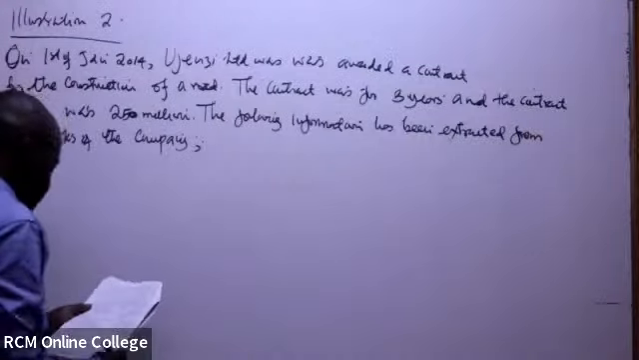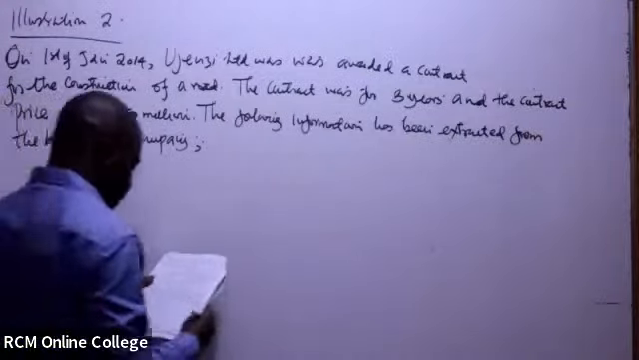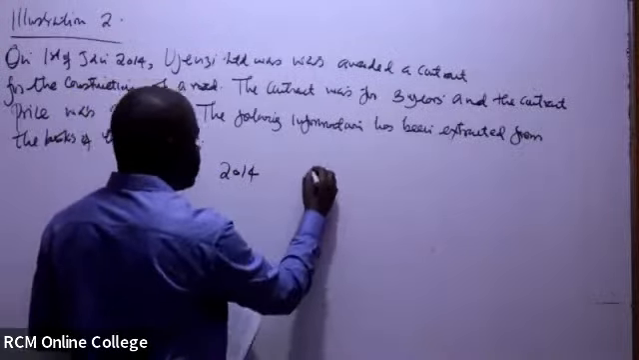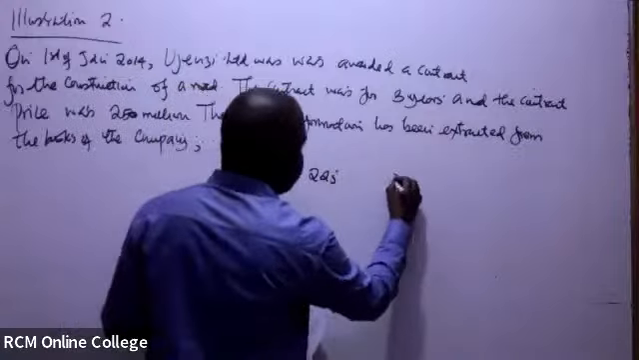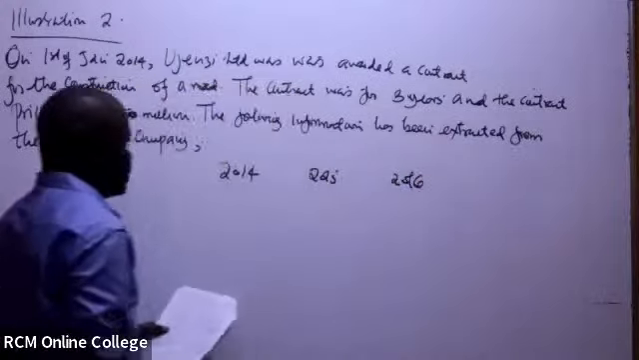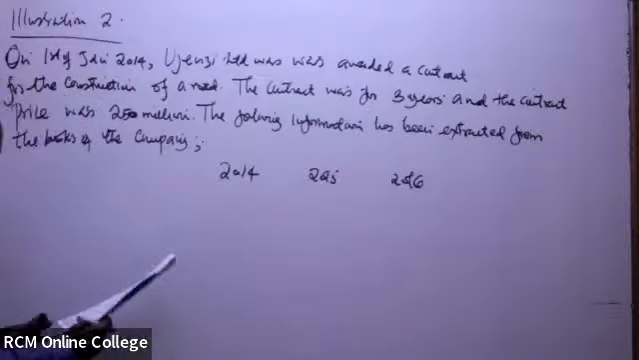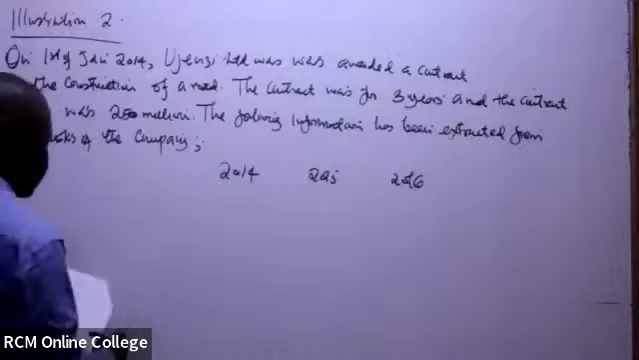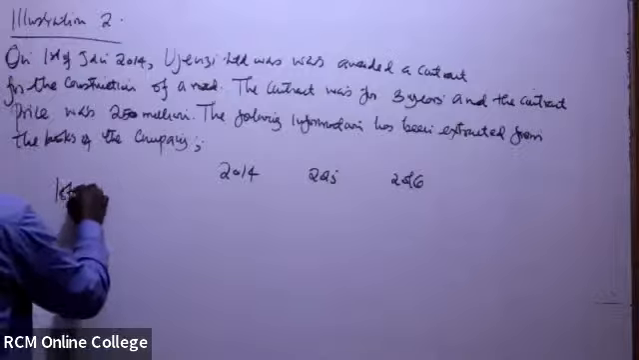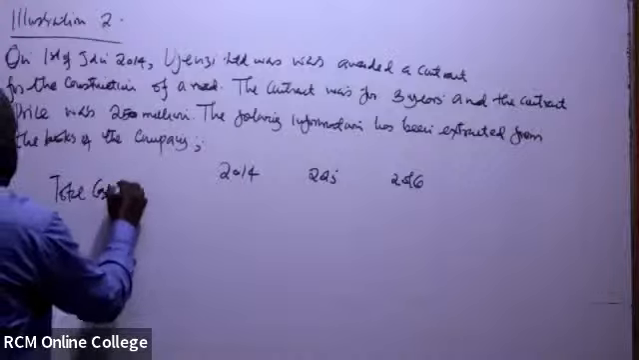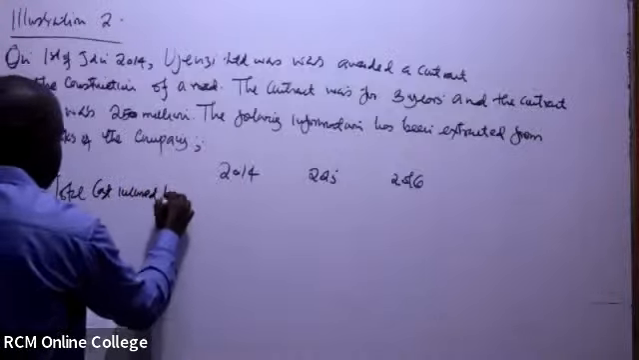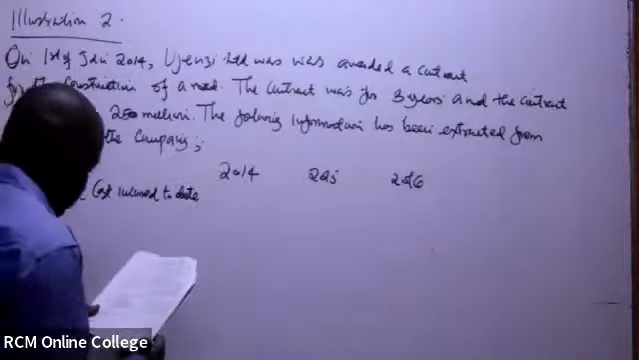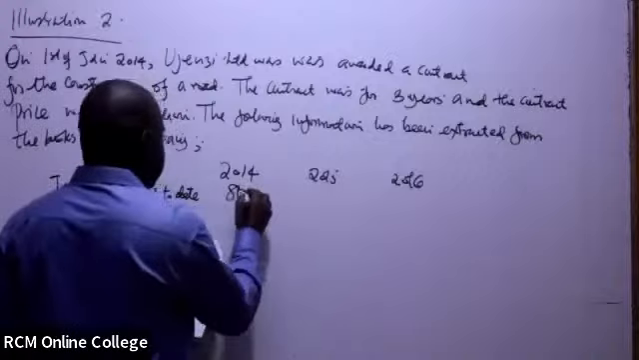So we can have in this case the different years. We have 2014, because it started in 2014 for the next 3 years, then 2015, then 2016. So the total costs incurred to date for 2014 was 80.